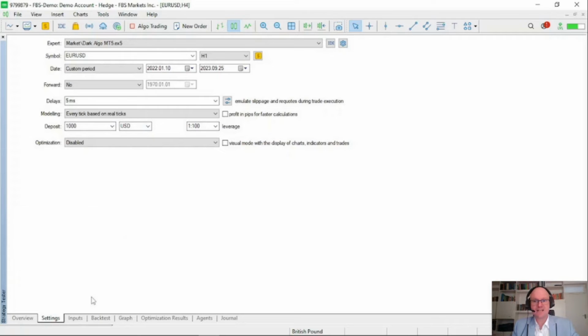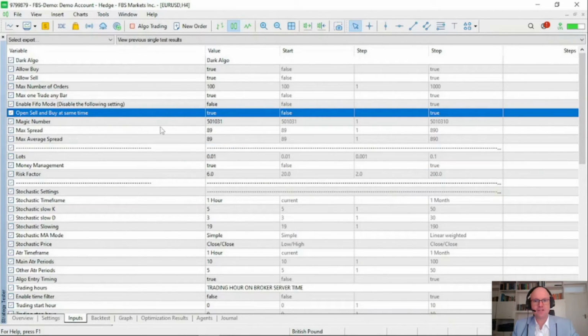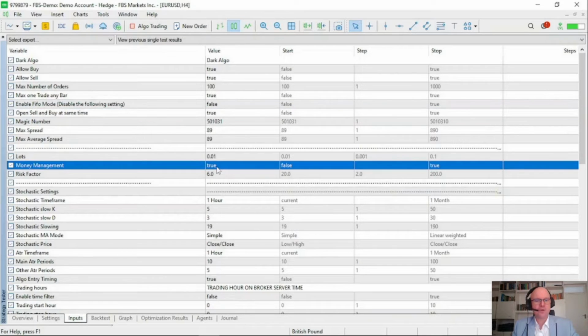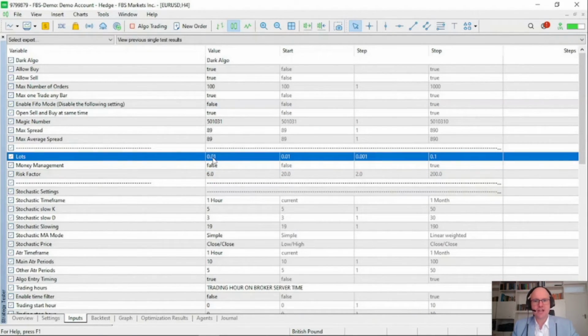Now for the test, I'll be using a deposit of $1,000, and because the bot has already been set up, we'll be running everything on default. The only change that I'll be making to make sure that we get accurate results is changing the money management option. The reason is I want to see what the performance would be like if we started only trading with a 0.01 before the grid kicked in.